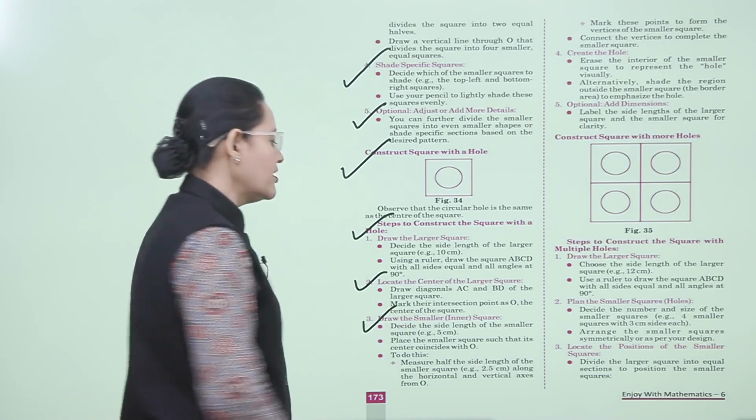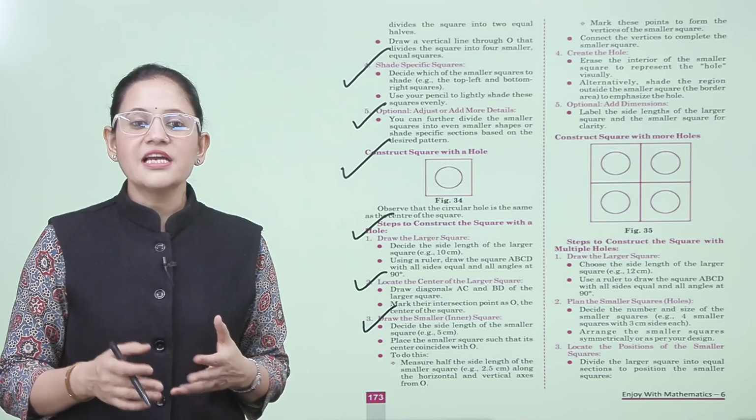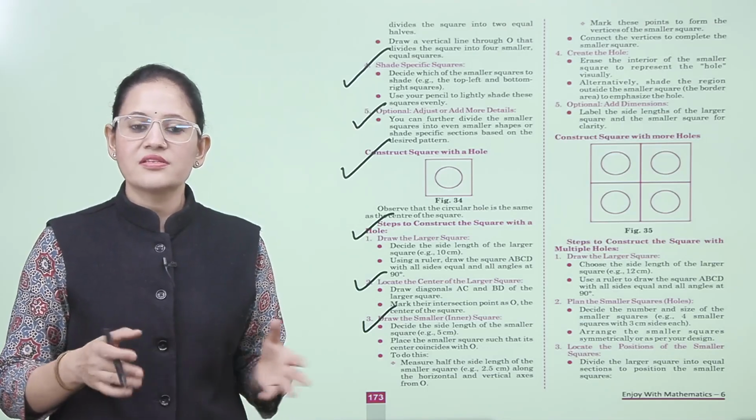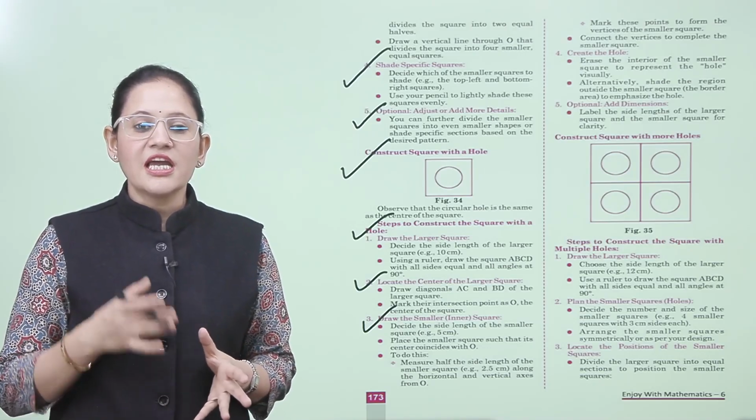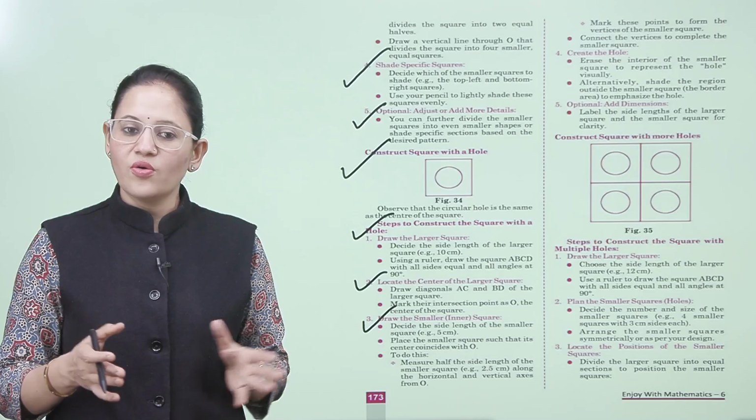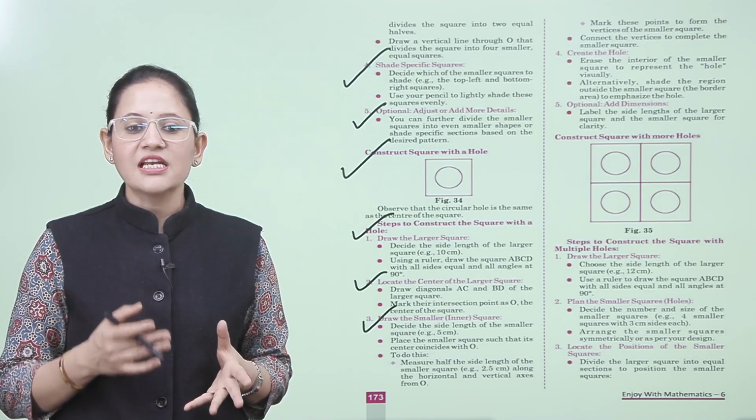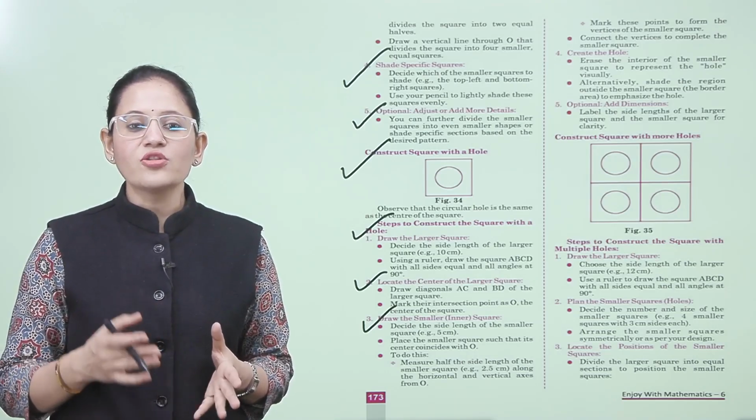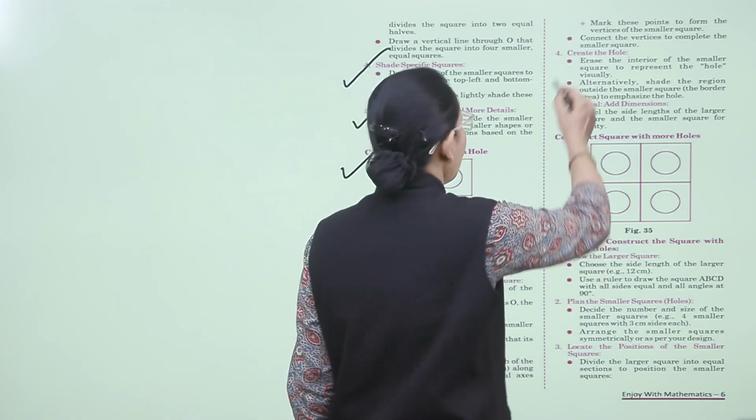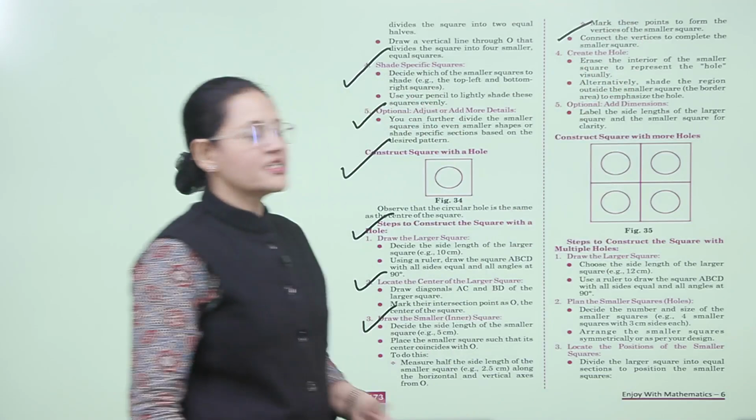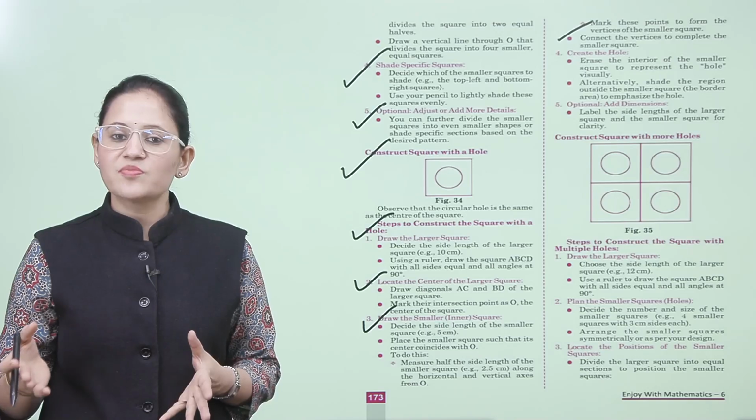Now draw the smaller square or inner square. Decide the side length of the smaller square. Suppose we have taken here 5 centimeters. Now place the smaller square such that its center coincides with O, meaning the center should be the same. To do this, measure half of the side length of the smaller square along the horizontal and vertical axis from O. Clear? Now we will mark these points to form the vertices of the smaller square. Now connect the vertices to complete the small square.